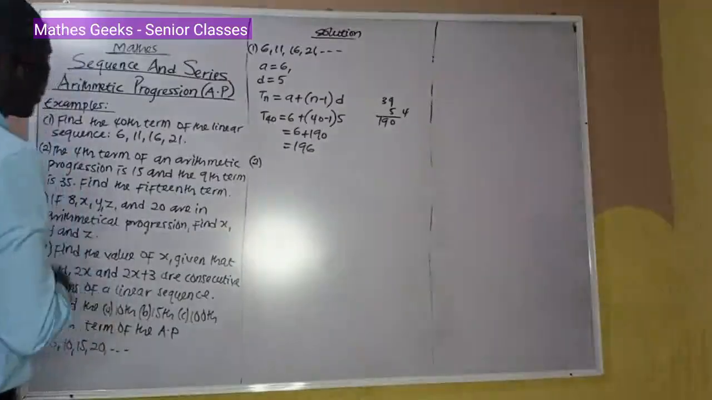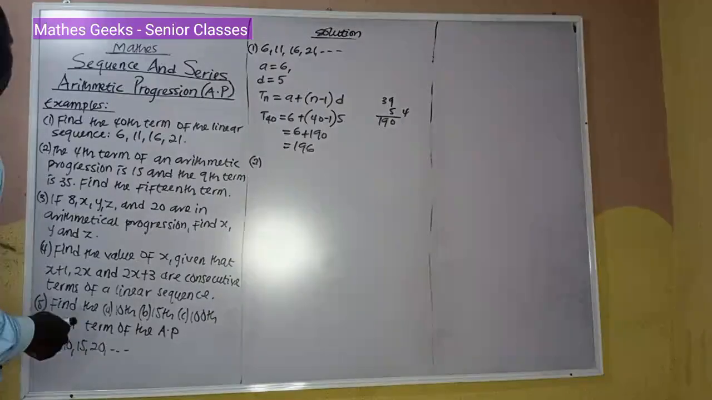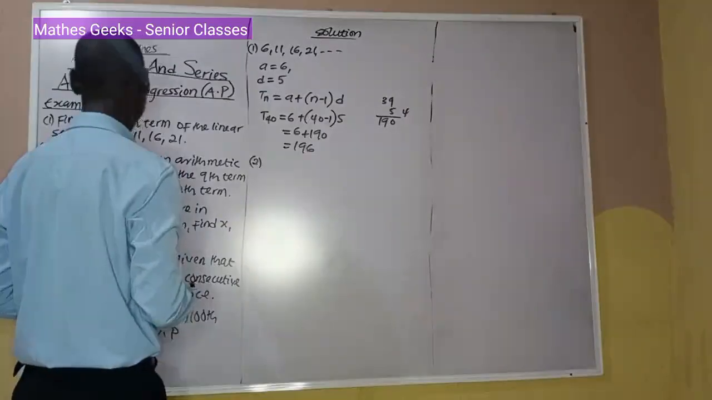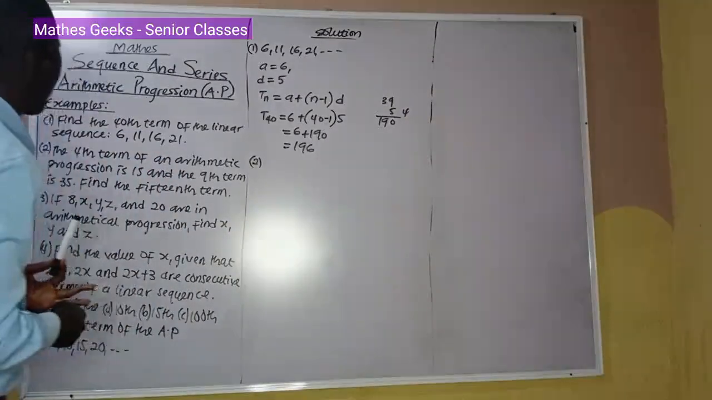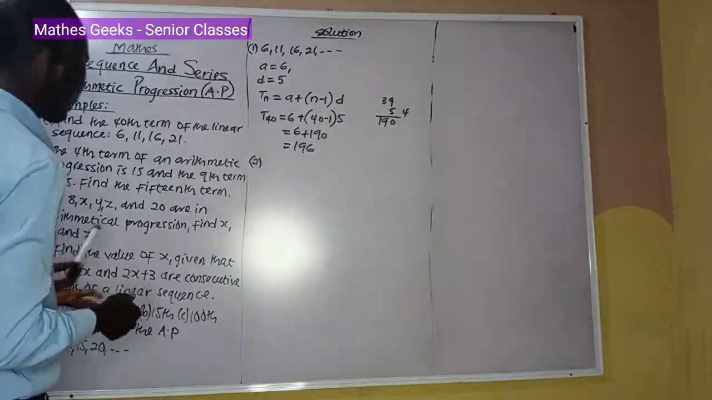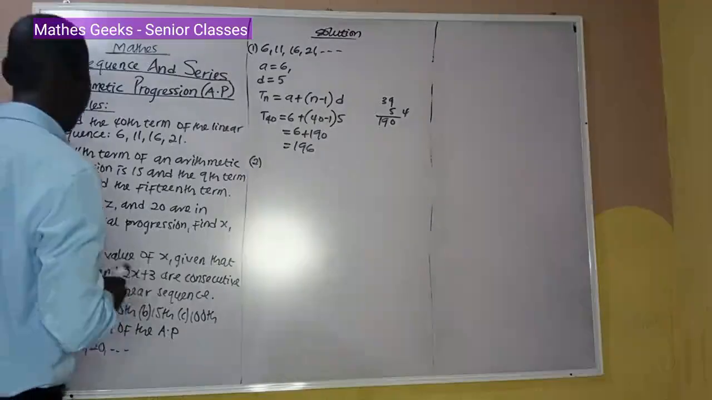The fourth term of an arithmetic progression is 15, and the ninth term is 35. Find the 15th term. So in this particular case, we're not given the first term, and we're not given the common difference. So we're going to solve to get the first term and the common difference, and this will lead us to either solving simultaneously or subtracting.